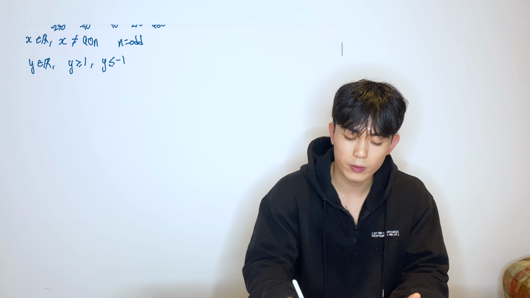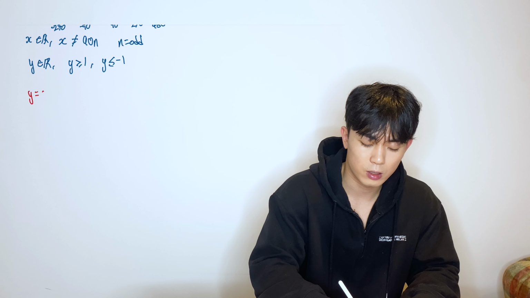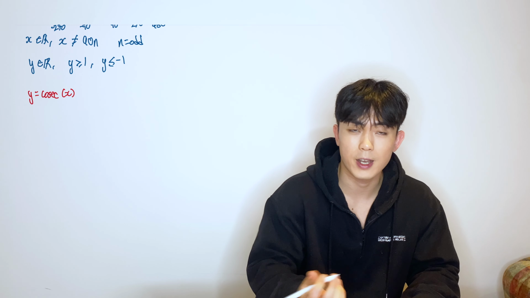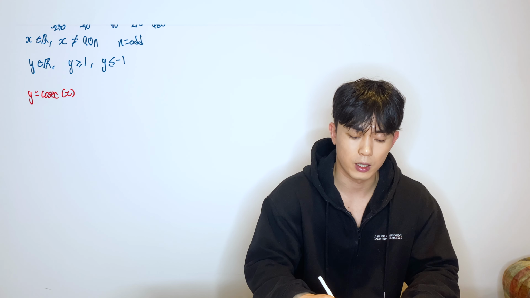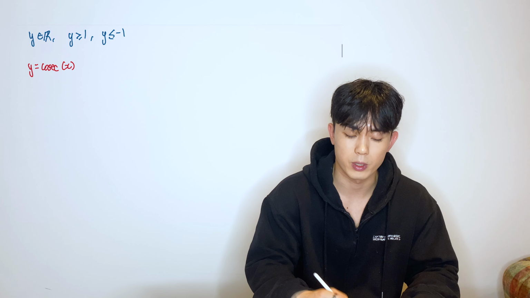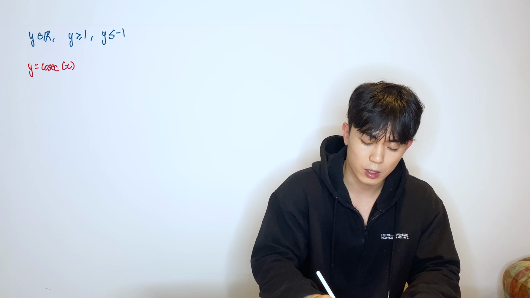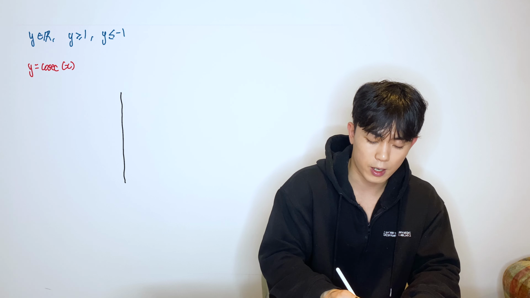For the cosec graph, I do the same thing. But this time, rather than sketching the cos graph, I sketch the sine graph, because cosec is 1 over sine, right? So first of all, just quickly sketching the sine graph.